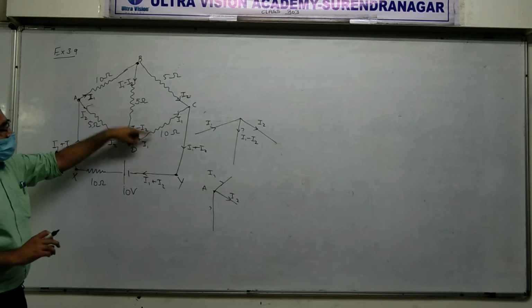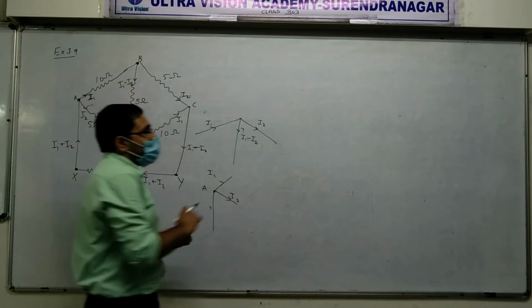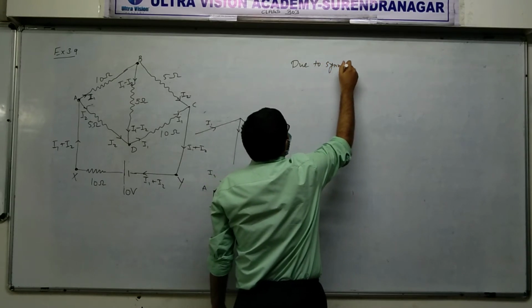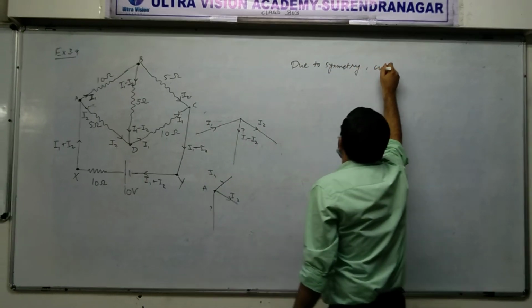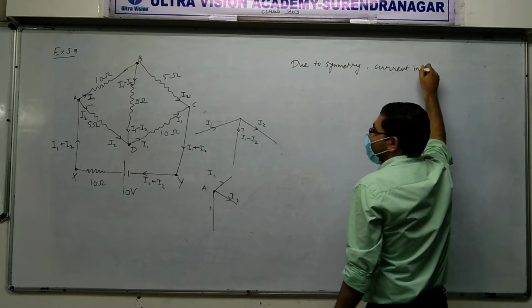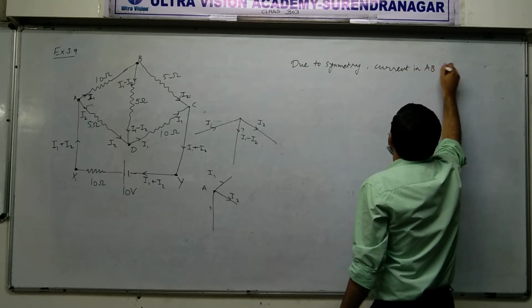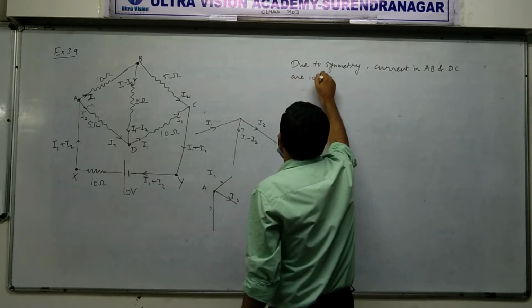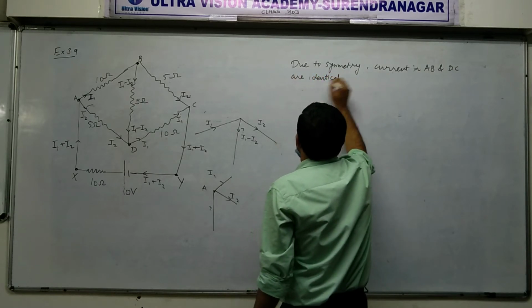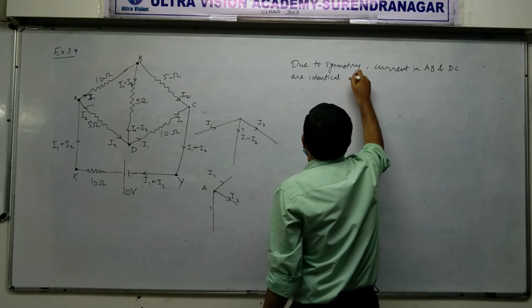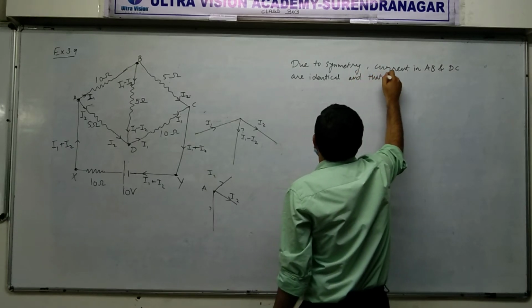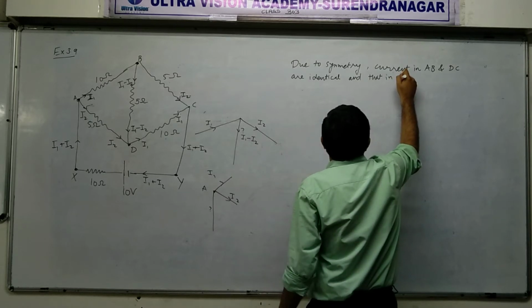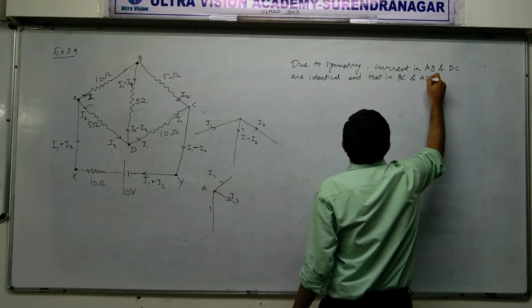Now how to write what we did over here? Finding I1. Due to symmetry, current in AB and BC are identical, and that in BC and AB are right.